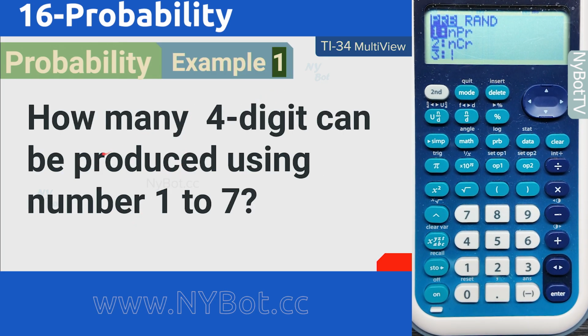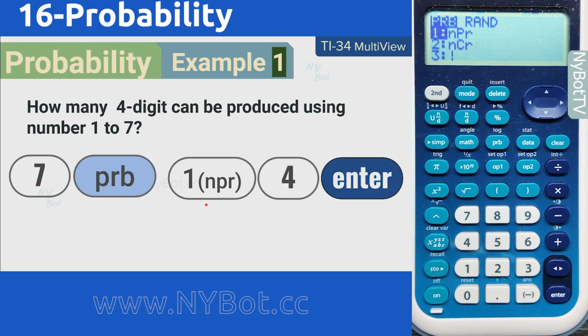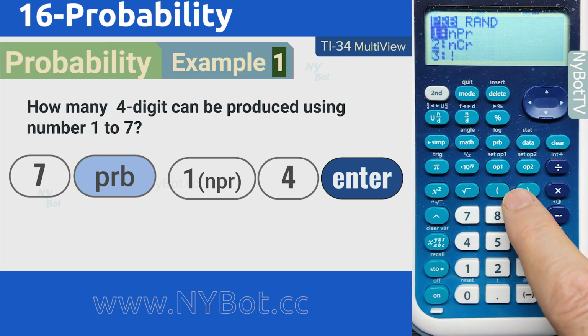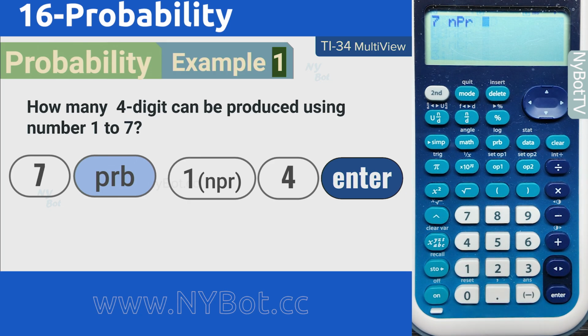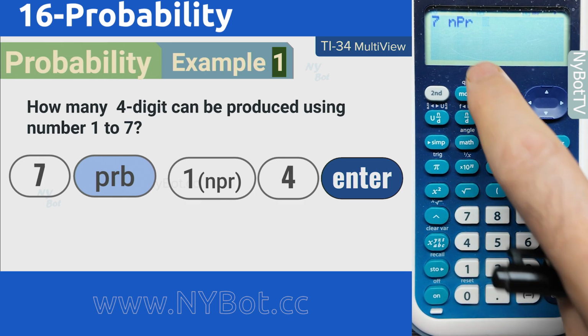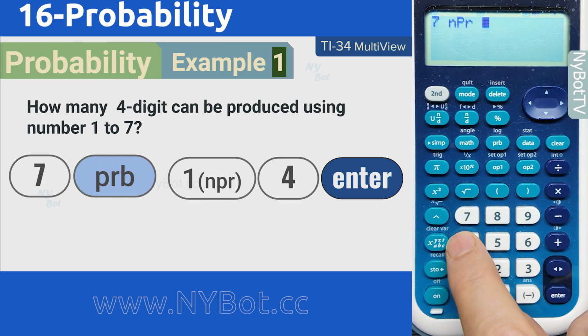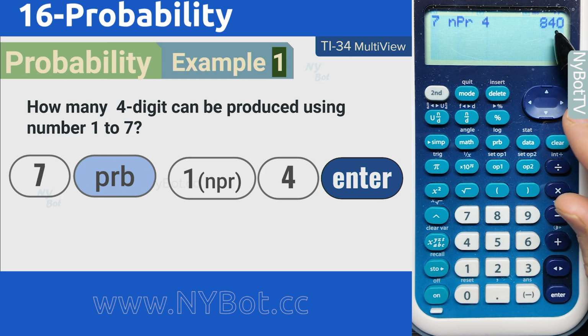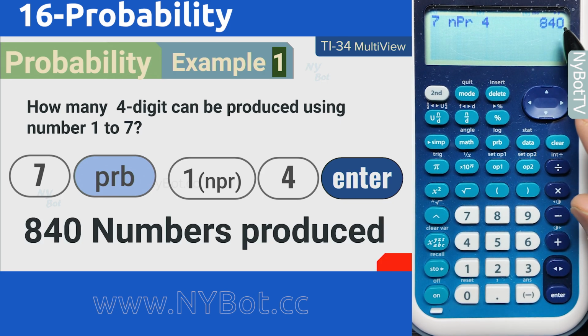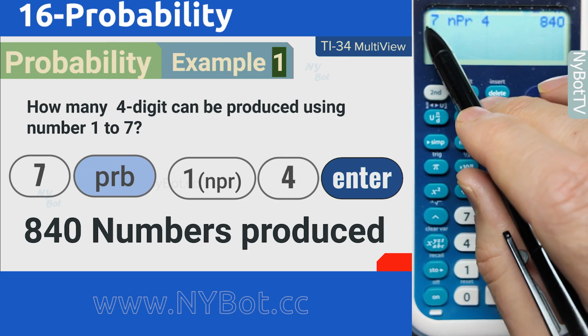Now, example 1: how many 4 digit numbers can we produce using the numbers 1 to 7? For that, we have 7 digits, so PRB, and then number 1, 7 pick 4 or permutation, so the answer is 840 numbers produced from 1 to 7.